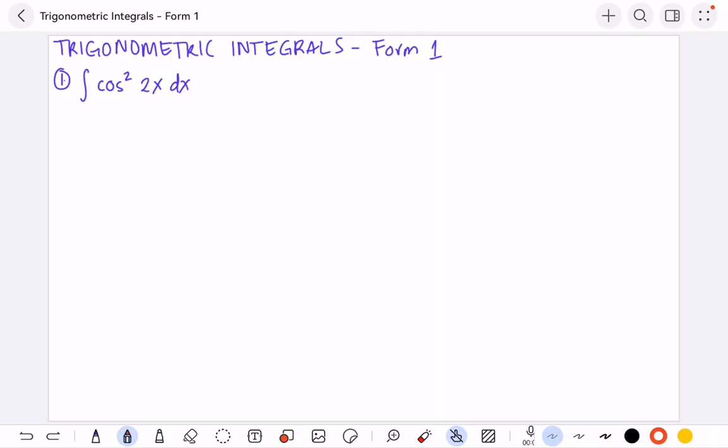So tonight I'll be sharing with you the solutions of the practice problems I gave you in the past. So let's start with the trigonometric integrals Form 1. What is the integral of cosine squared 2x in terms of x?